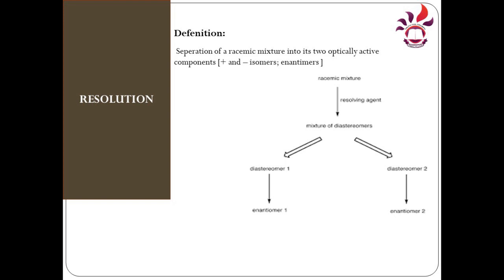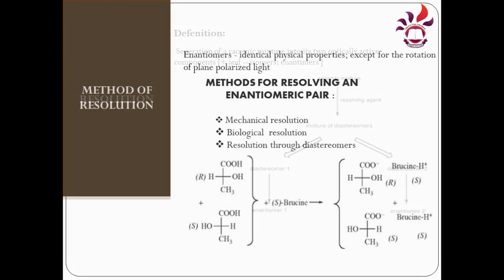Then the enantiomers. Enantiomers have identical physical properties except for the rotation of plane polarized light. One cannot take advantage of differences in boiling point, melting point, or solubility because enantiomers are identical in all these aspects. Explanation: enantiomers, the S and R forms, have a boiling point of around 231 degrees centigrade. All the physical properties are the same for both enantiomers.